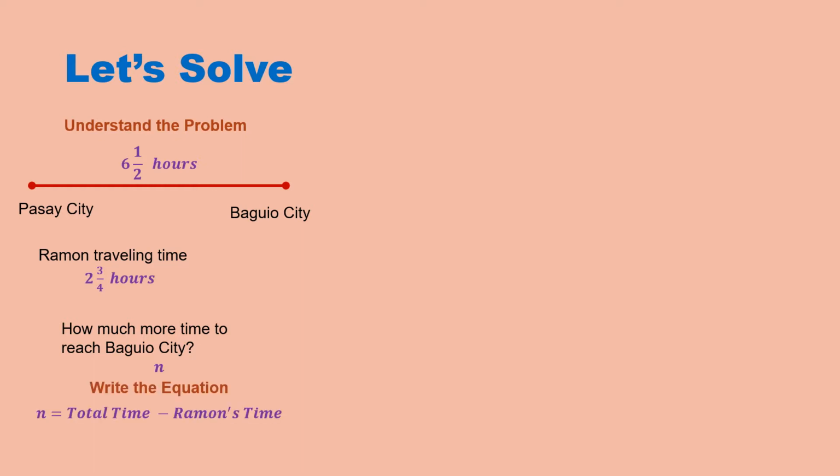So let's write now the equation. The equation that we want to have is that N is equal to total time minus Ramon's time. So the operation that we're working is subtraction. Substituting, we have N is equal to 6.5 minus 2 3/4. Now, in solving this one, we need to make it an improper fraction. So 6 1/2 is 13/2. 2 3/4 is 11/4. I will present to you two solutions.